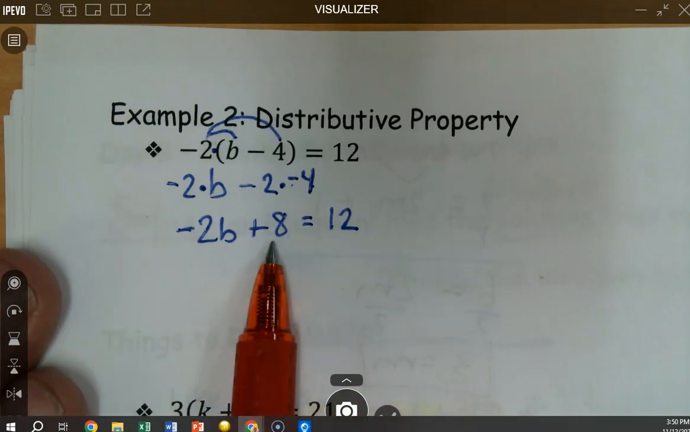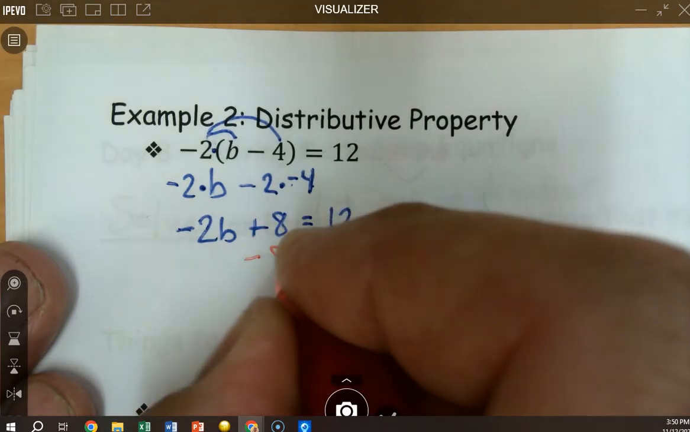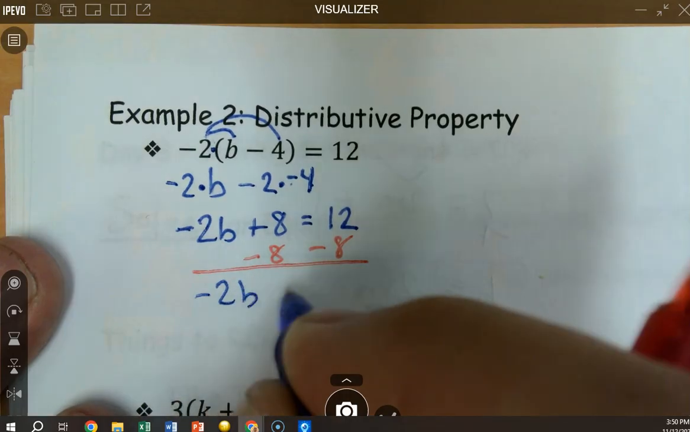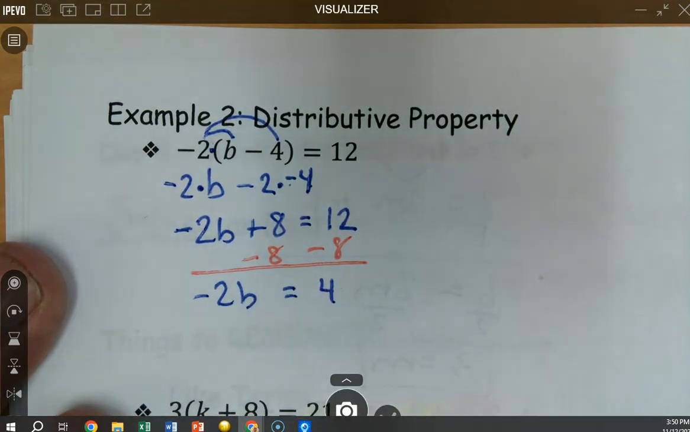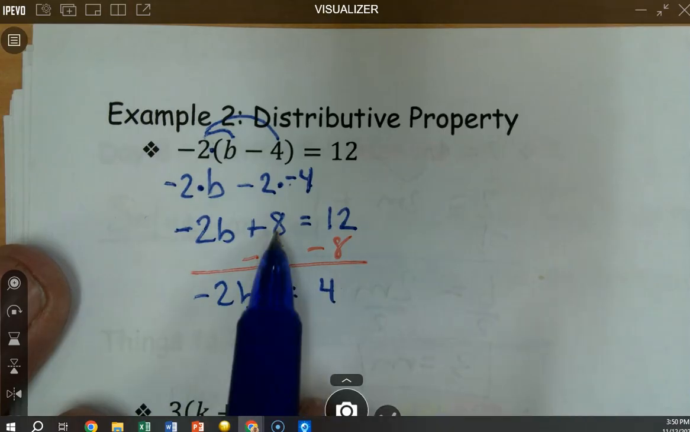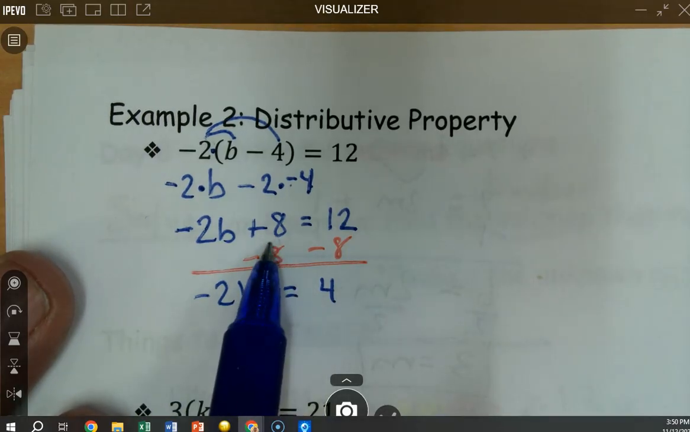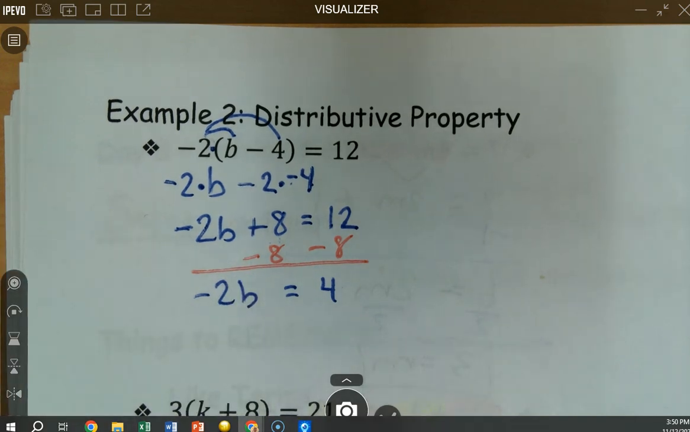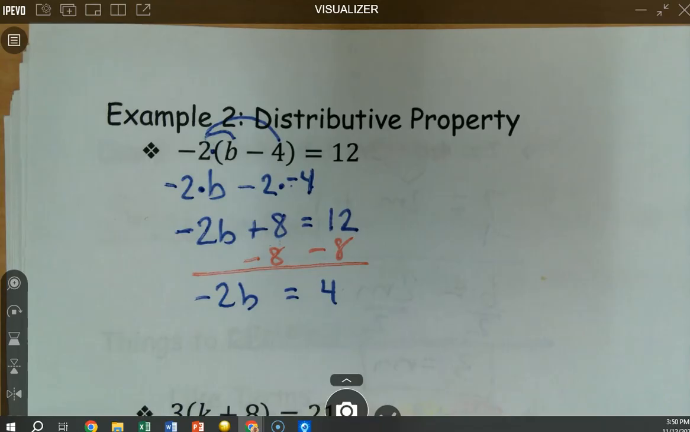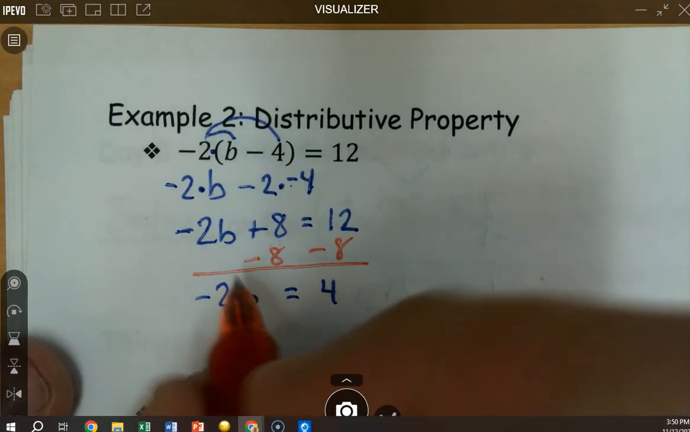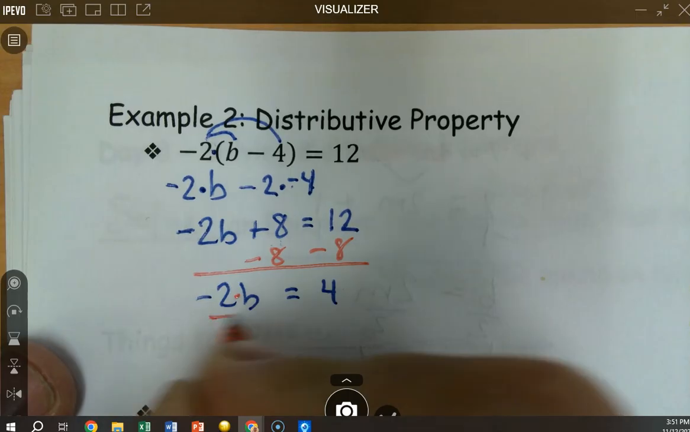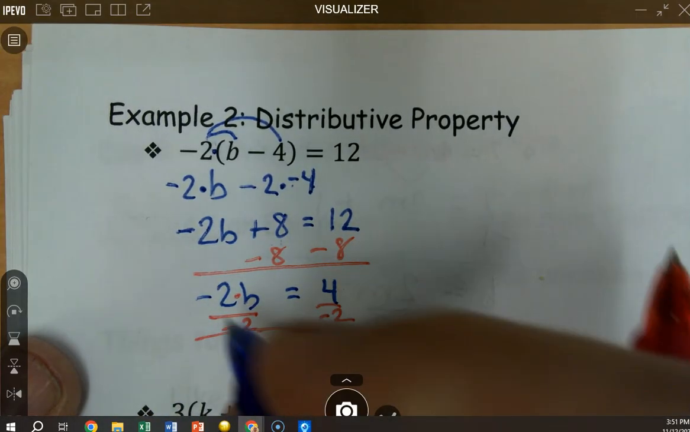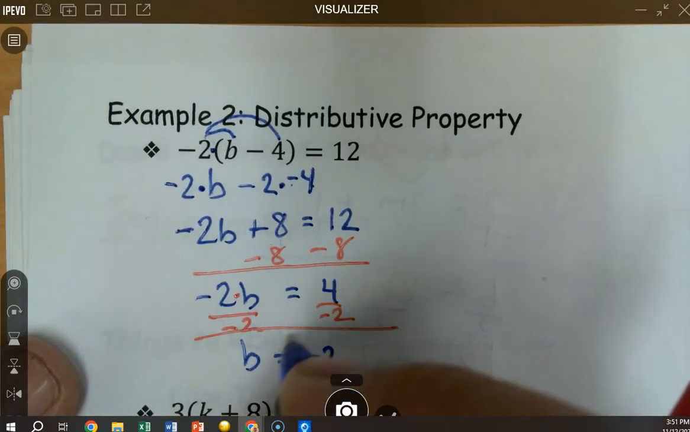So now to solving, we're jumping down to step 4 in our process. We're going to subtract that 8 from both sides, and that's going to give me -2b is equal to 4. We add or subtract to get rid of this number, so we do the inverse. It's a +8, so we do a -8. And then finally, to get rid of this -2, this is -2 times b, so we do the inverse of it. We divide by a negative 2 on both sides, and that's going to give me b equals -2.